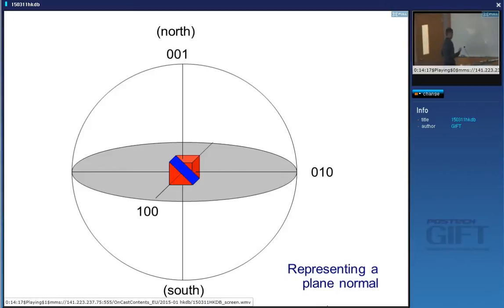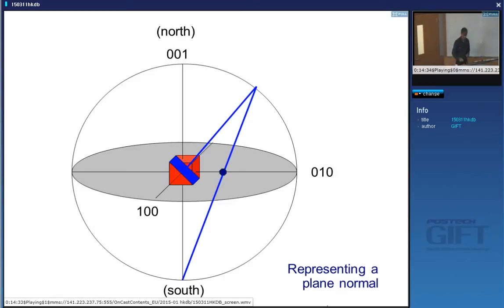Okay. So if I take that point and I project it through the South Pole, then I get another point which is on this equatorial plane, which identifies the 011 plane normal. So that will come over here, 011.